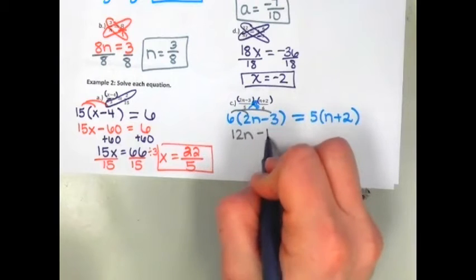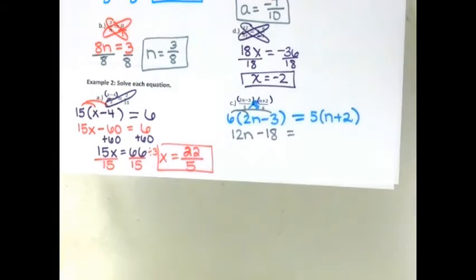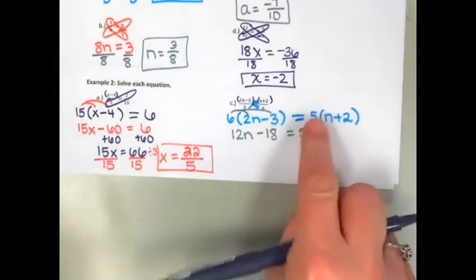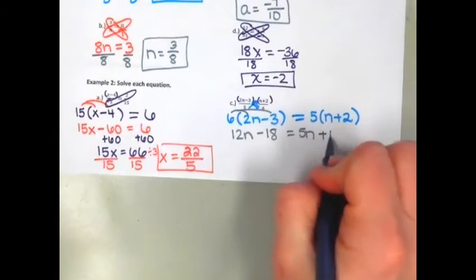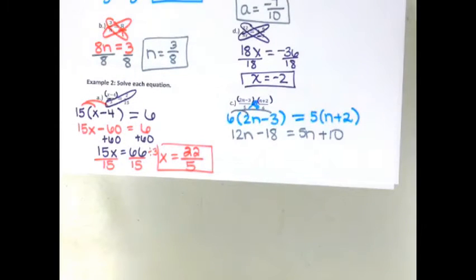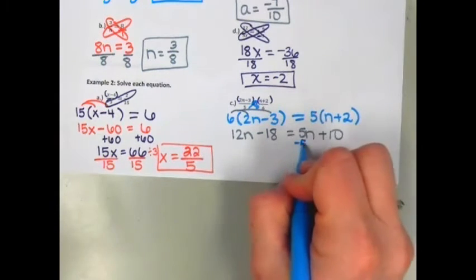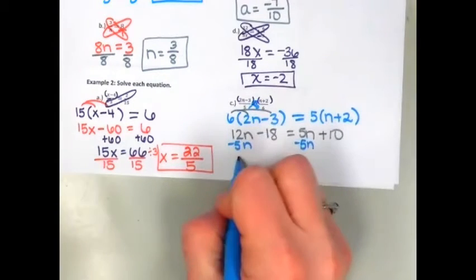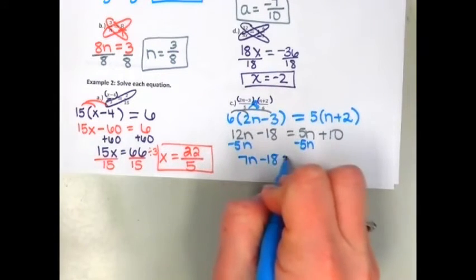6 times negative 3, negative 18. 5 times n is 5n. And 5 times 2 is 10. All right, do you guys want to move the 5n or the 12n? 5n, how would I move a 5n? Subtract it. So what's 12n minus 5n? 7n minus 18 equals 10.